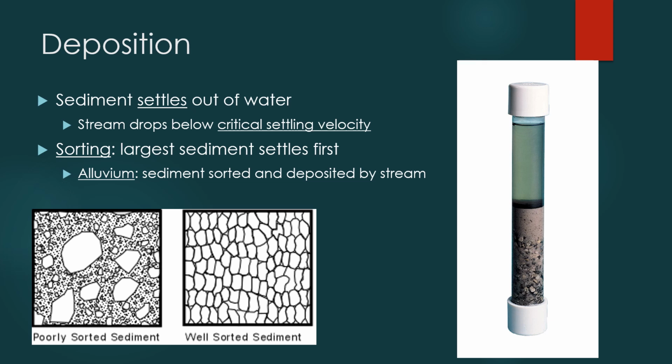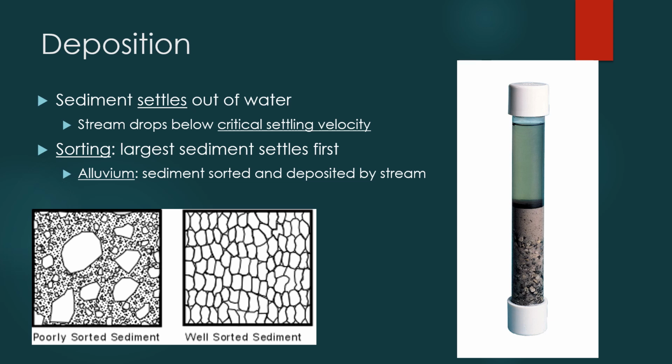Stream-deposited sediment is called sorted because bigger pieces will drop out of the water sooner. And so you can see that in the sediment column to the right here. There are larger chunks of pebbles and gravel at the bottom, and then there is sand on top and some silt and even some clay towards the very top of the column.